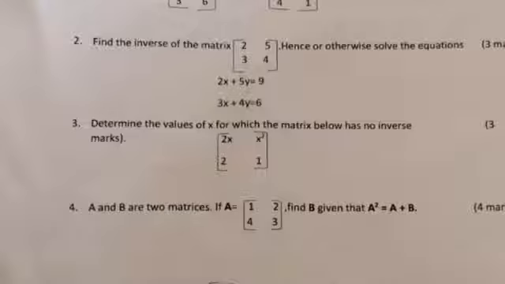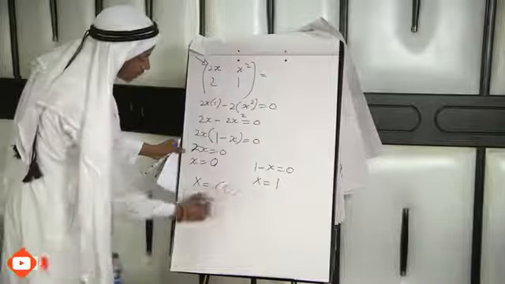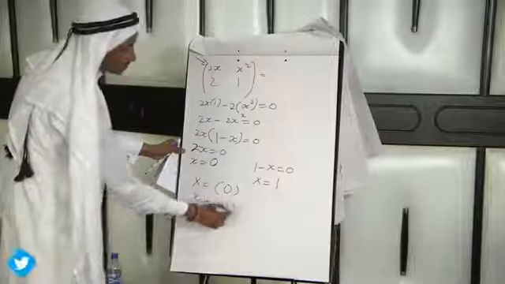Therefore, 2x equals to 0. From here, x equals to 0. Then from here, 1 minus x, also you equate these to 0. x equals to 1. So therefore, one value of x is 0 and another value of x is 1.